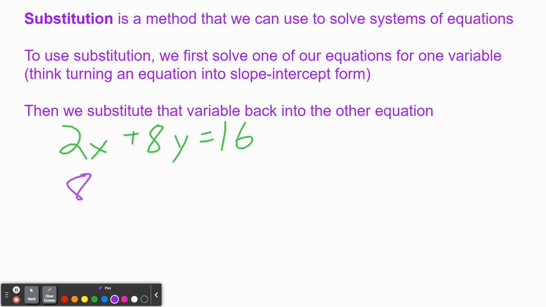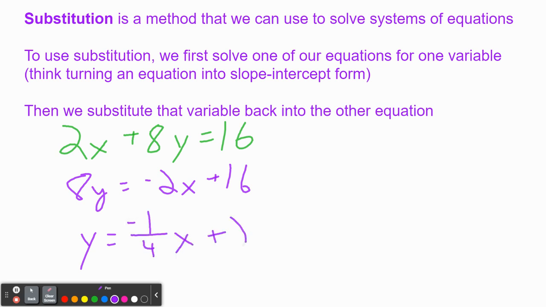Subtract 2x from both sides, negative 2x plus 16, and then divide both sides by 8. That leaves me with negative 1/4 x. 16 divided by 8 is plus 2. Now I have my y, that's what y equals. y equals negative 1/4 x plus 2.